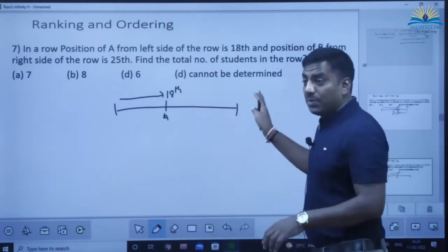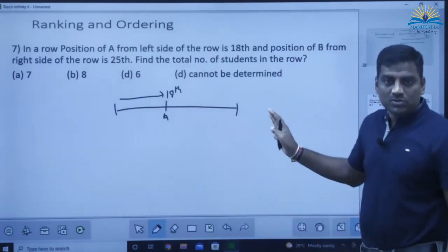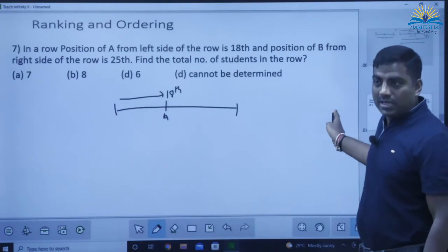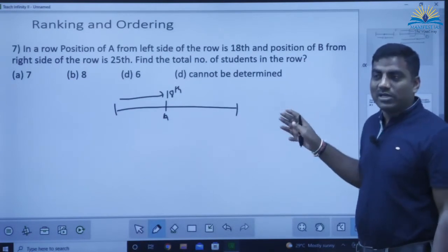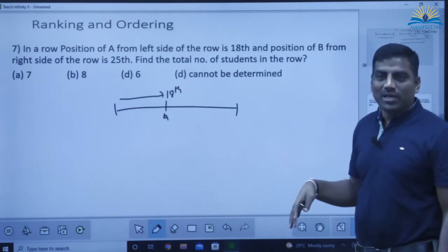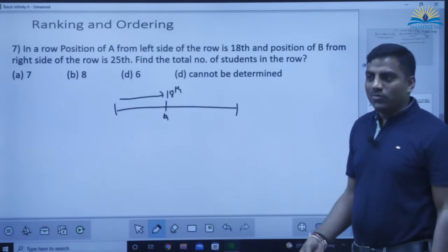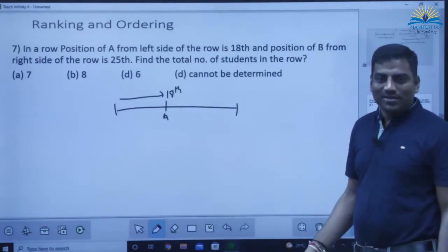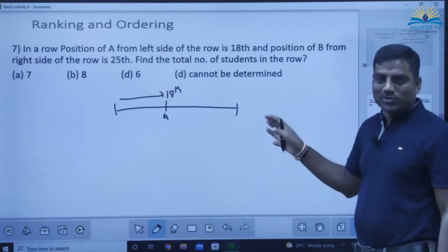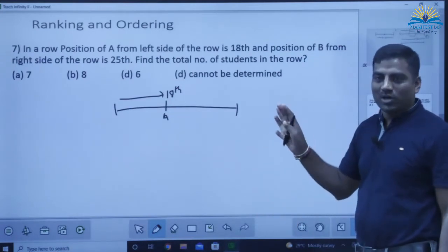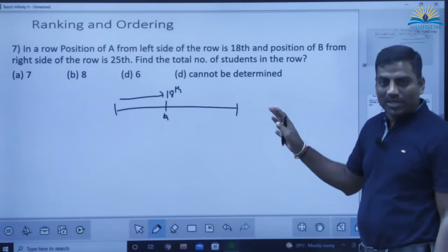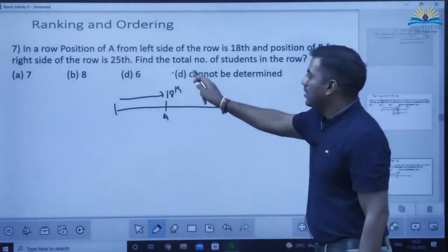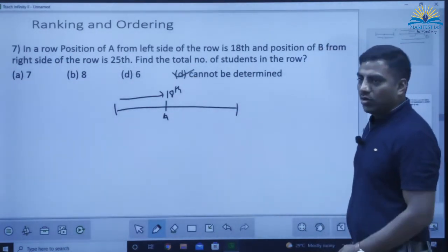There can be 1 lakh people also in the row. Who knows? This must be a queue for Kumbh Mela. Why do you always think of a school assembly or ration queue or queue for water? This can be Kumbh Mela also. So, always be open for imagination. Okay? So, we cannot determine how many people are there in the row.